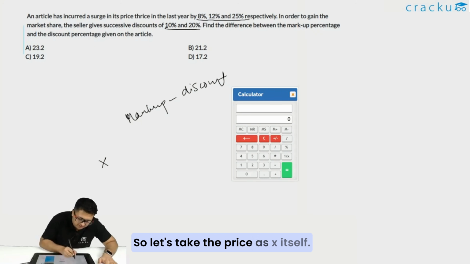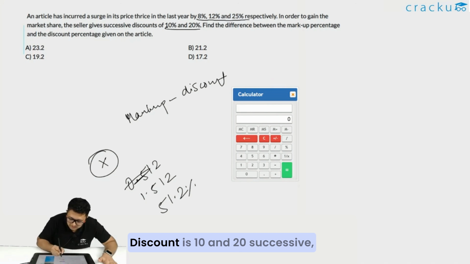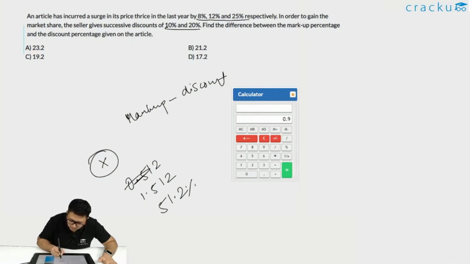So let's take the price as x itself, right? So x into 1.08 into 1.12 into 1.25, right? So we get the markup as 1.512. So markup percentage will be 51.2%, right? So discount is 10 and 20 successive. So 0.9 into 0.8, right? That's 0.72 minus 1 is what the discount is. Again, using the modulus here, we get a 28% discount, and I'll just subtract it, right? Minus 51.2, right? 23.2 is the answer.